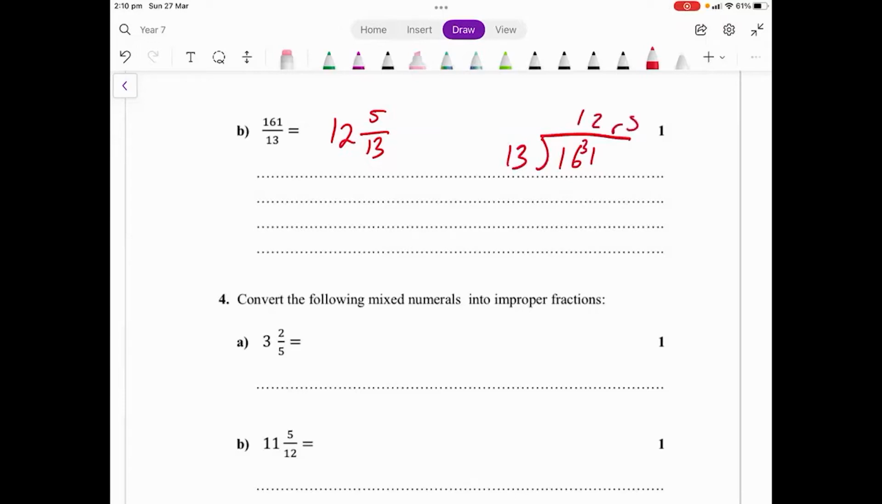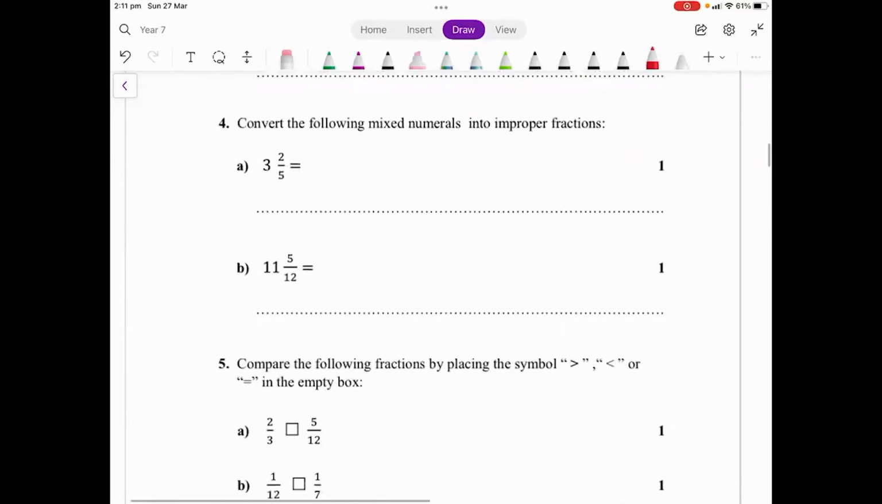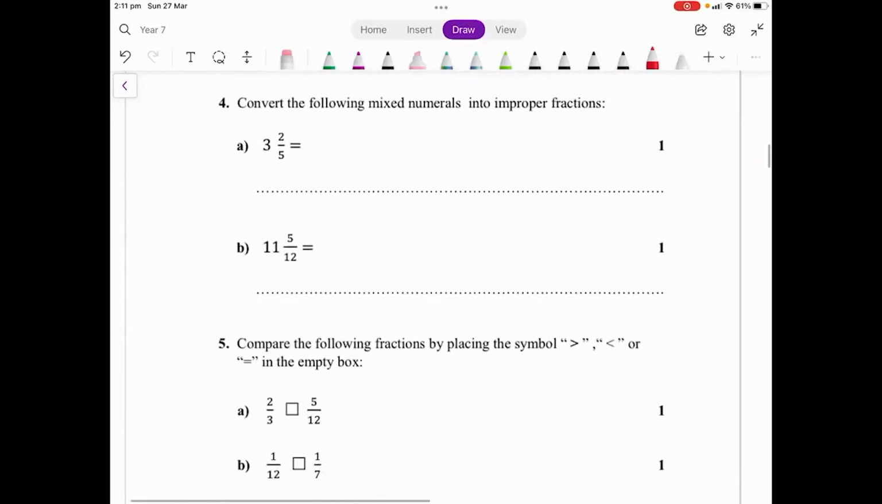Question 4 is conversions. So we start from the denominator and work clockwise. 5 times 3 is 15, plus 2 is 17. Numerator is 17, denominator stays the same. Final answer, 17 over 5.